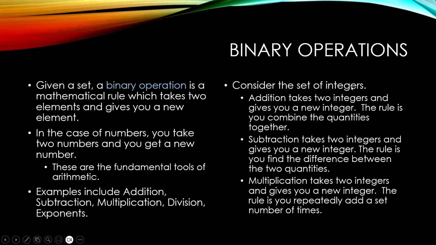Let's suppose we're dealing with a set of integers. With addition, you take two integers and they give you a new integer. The rule is you combine the quantities together. With subtraction, you take two integers and it gives you a new integer. The rule is you find the difference between the two quantities. With multiplication, again, it's a binary operation. You take two numbers and it gives you a new number. The rule is you repeatedly add a set of numbers some number of times. All of these are binary operations where you're taking two things and getting something new out of them.